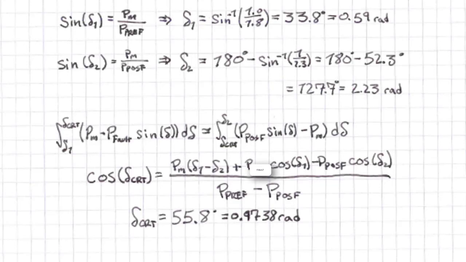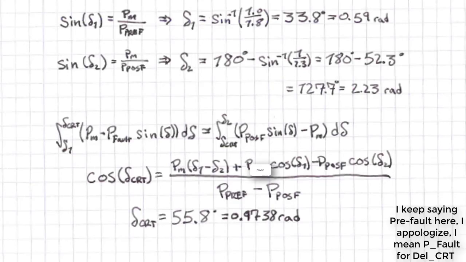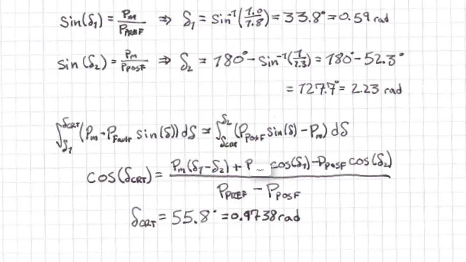The math here breaks out to the cosine of delta critical equals PM times delta 1 minus delta 2 plus P pre-fault cosine delta 1 minus P post-fault cosine delta 2, divided by power pre-fault minus power post-fault. In this case, delta critical is 55.8 degrees or 0.9738 radians. As long as the time it takes for a response from our systems is at or less than 55.8 degrees on the sine wave, our generator should function properly.